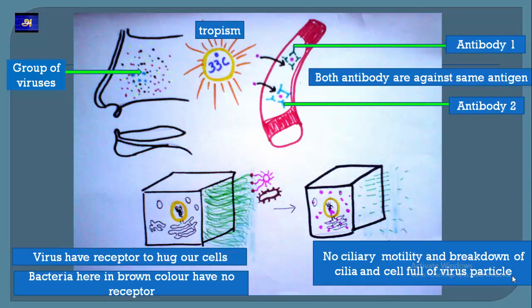But you may see two antibodies have been generated here, antibody 1 and antibody 2. How can both antibodies be generated against the same antigen? I said only one virus has entered, but how does it differentiate between two? A term called serotyping enters. Serotyping is nothing but minute changes over that virus, which make different types of the same virus.